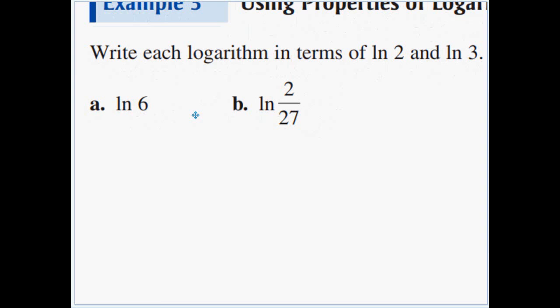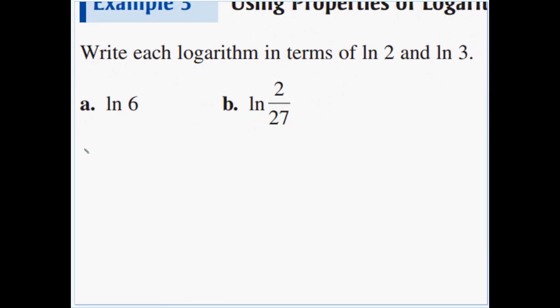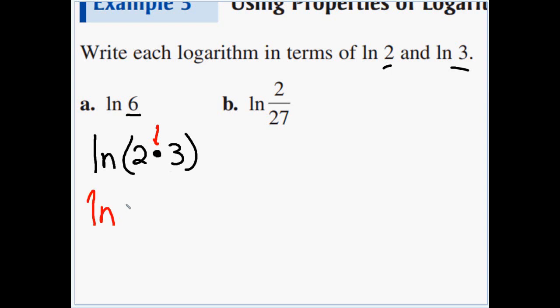So when I look at the first one, letter A, I've got a natural log of 6, and we got to sort of break the 6 down. So natural log of, another way to write 6 is 2 times 3. So that'll be the ln of quantity 2 times 3. And now we've got two things multiplied there. So we can use the product property and make the natural log of the first thing plus the natural log of the second thing. And we've rewritten it in terms of ln2 and ln3. So part A is done.